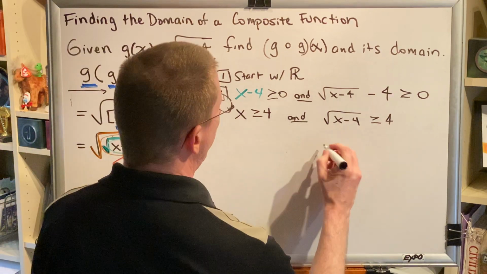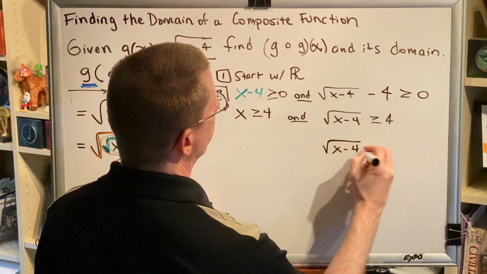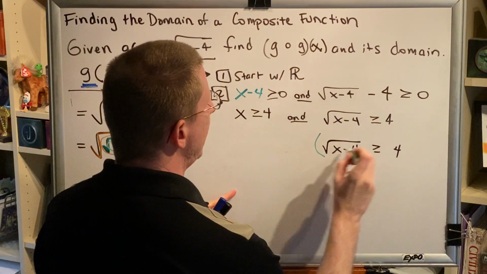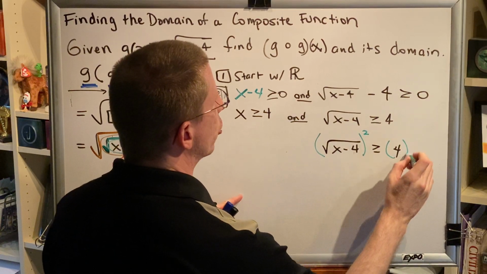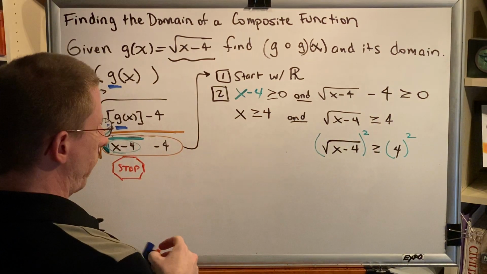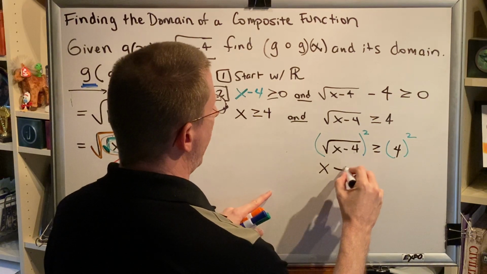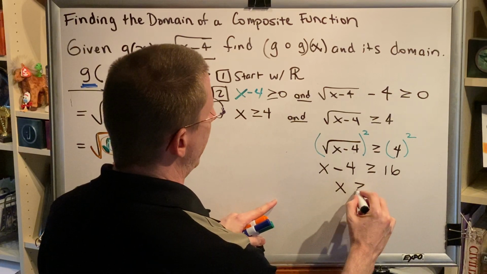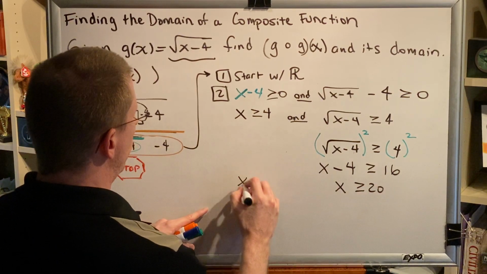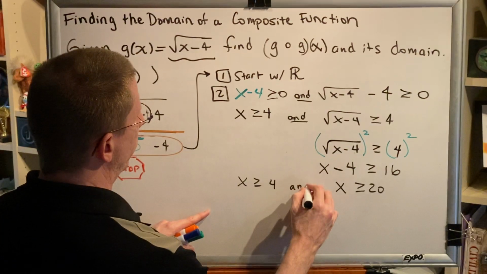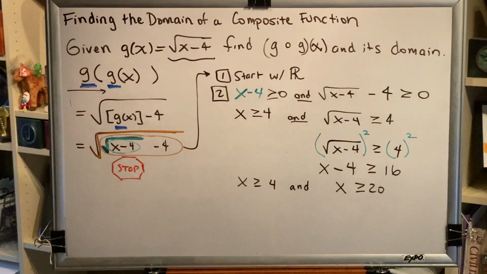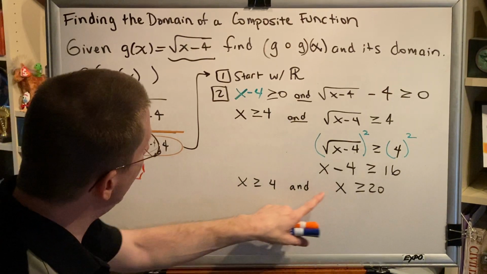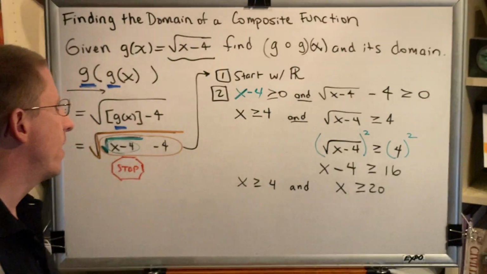Okay, so with that in mind, we can now square both sides. And when we do, we can keep our inequality symbol unchanged. So now we have x minus 4 is greater than or equal to 16, and by adding 4 to both sides, we get x is greater than or equal to 20. So at the end of step 2, this is what we have for our domain. x has to be greater than or equal to 4, and it has to be greater than or equal to 20 at the same time.